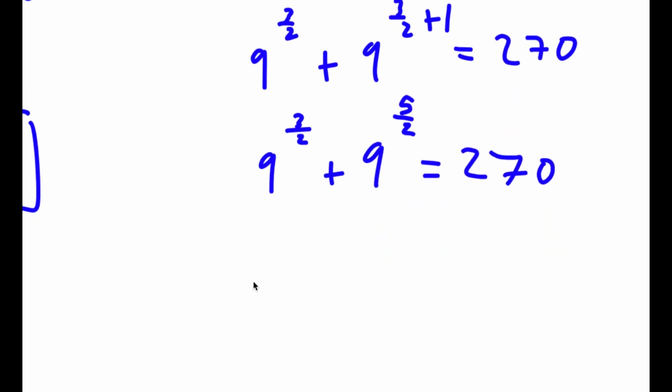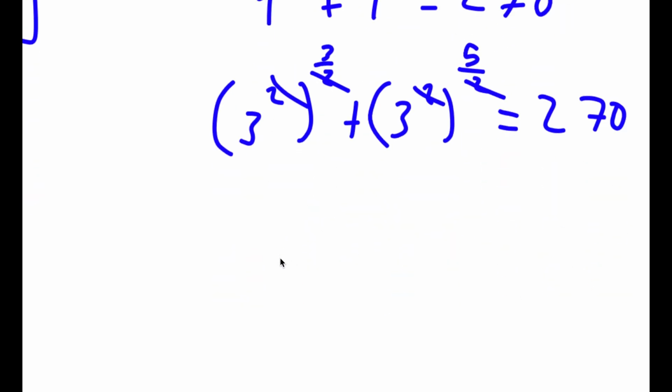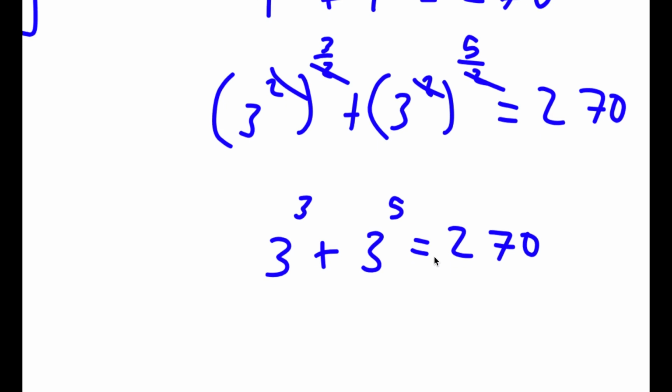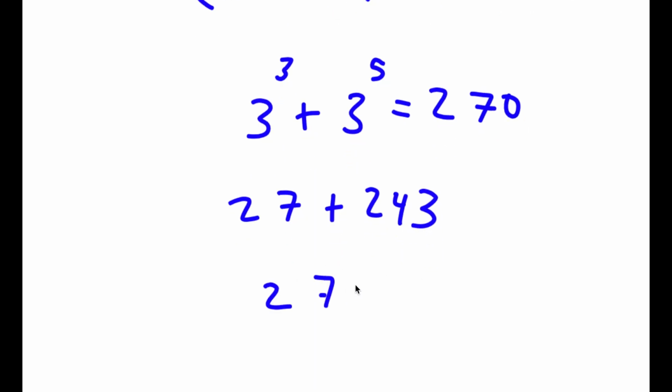Now, 9 is the same thing as 3 squared, so I have 3 squared to the power of 3 over 2 plus 3 squared to the power of 5 over 2 is equal to 270. These 2's cancel out, these 2's cancel out, so now I have 3 to the power of 3 plus 3 to the power of 5 is equal to 270. Now, 3 to the power of 3 is 27, and 3 to the power of 5 is 243. And 27 plus 243 is 270. So 270 equals 270.